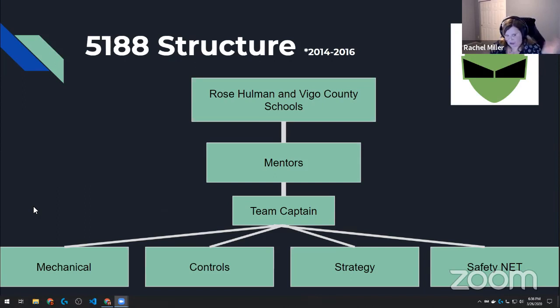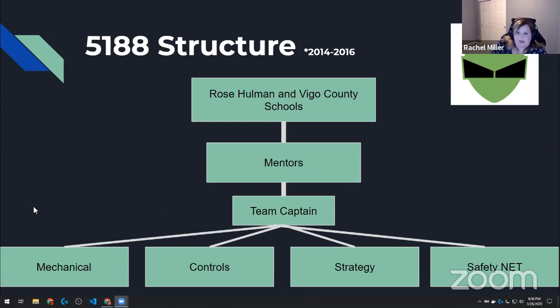Now, when 5188 first started, we had students who really just focused on those different areas. And I think over the years it's changed, where students drift back and forth and might be in controls and safety net. If you're confused what safety net is, that's the operations side of the team. So doing the graphic design, the business plan, different things like that. Safety net is the non-engineering team. Again, I don't love that term anymore, and I don't love non-engineering or anything like that anymore. So that was 5188 structure.